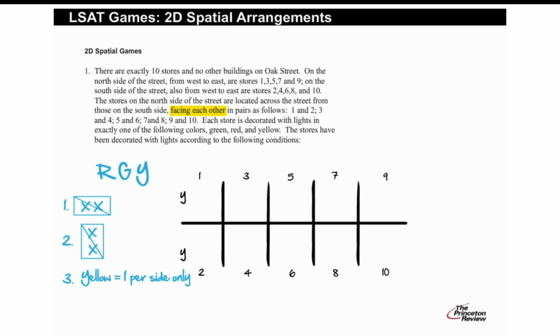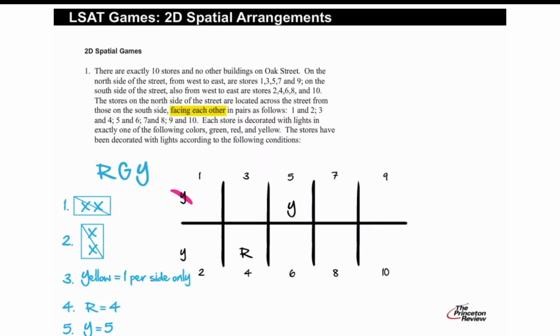Clue 4. Red lights decorate store 4. Write it down and then add R to slot 4 in the diagram. Clue 5. Yellow lights decorate store 5. Write it down and add Y to slot 5. You can also cross off the Y to the side of the north side of the diagram, since that single Y has now been assigned. Double-check the clues and move on to making deductions.